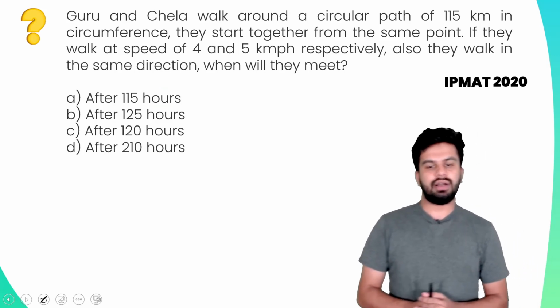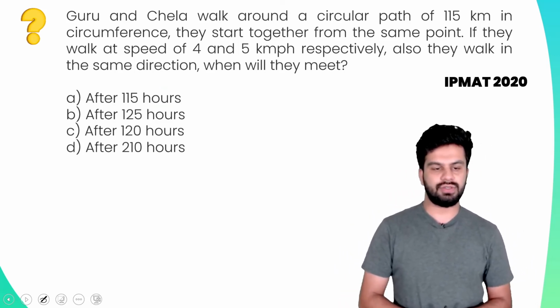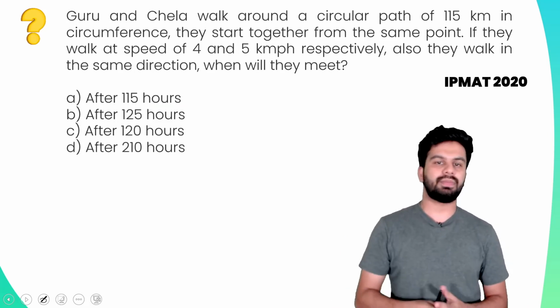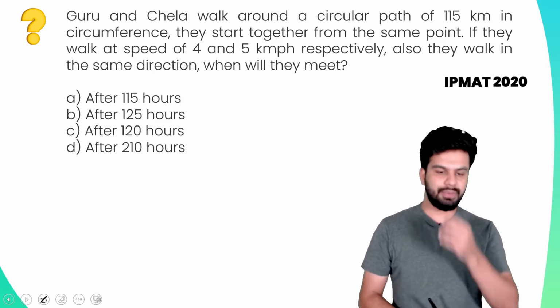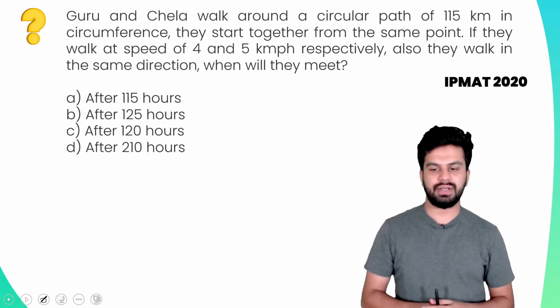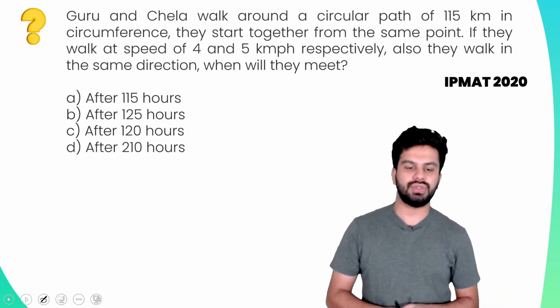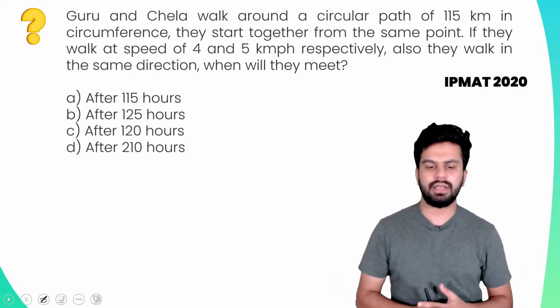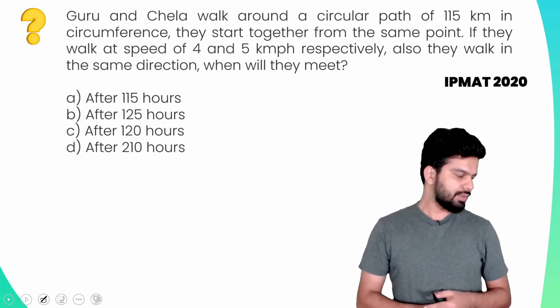Guru and Chela walk around a circular path of 115 km in circumference. Okay, ഇത് നമ്മുടെ circular path problem ആണ്. They start together from the same point. If they walk at a speed of 4 and 5 km per hour respectively, also they walk in the same direction when they will meet എന്നാണ് ക്വസ്റ്റൻ ചോദിച്ചിരിക്കുന്നത്. I think നമ്മൾ കൺസെപ്റ്റ് ക്ലാസ്സിൽ ക്ലിയർ ആയിട്ട് കവർ ചെയ്താണ് how to solve this problem, and I'll give you 1 minute and your time starts now.